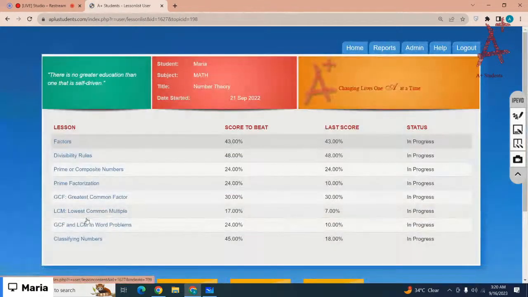I have discussed this lesson in great detail because I know it is a bit confusing. Usually kids get confused between LCM and GCF. Even I am confused when their names are together, right? So that's why I discussed this lesson in a bit of detail.